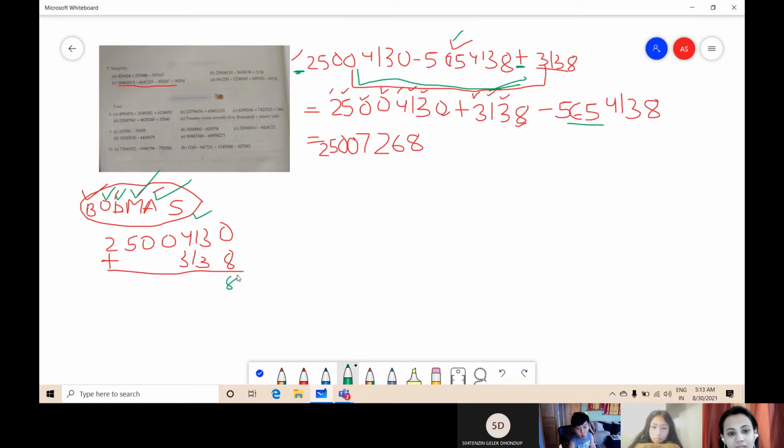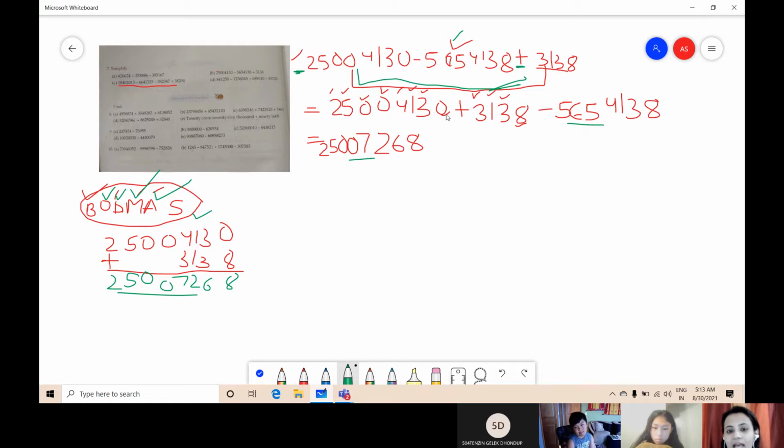How are we adding? 8 plus 0 is 8, 3 plus 3 is 6, 1 plus 1 is 2, 4 plus 3 is 7, 0 plus 0 is 0, 0 plus 0 is 0, 5 plus 0 is 5, 2 plus 0 is 2. So now you can add in the rough and write these numbers directly here. Or what you can do, as I have done, I have added it here itself.